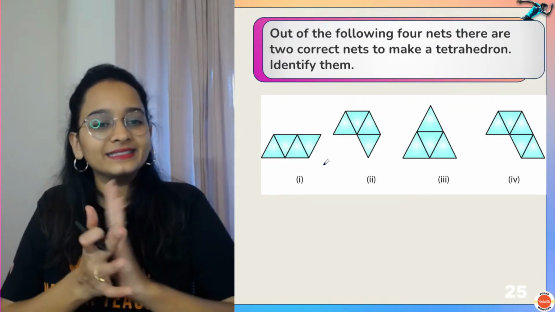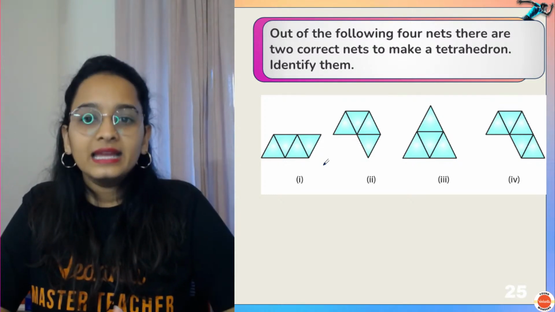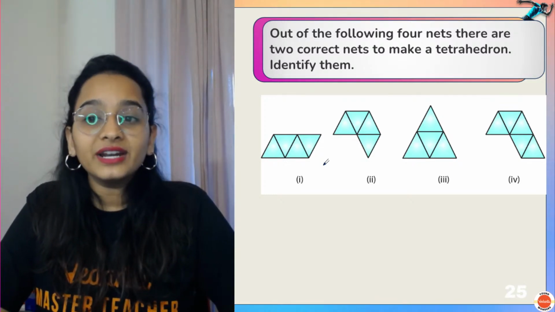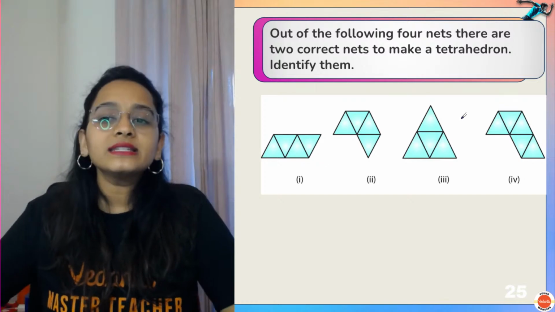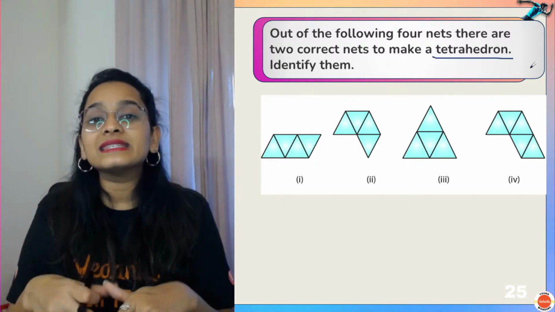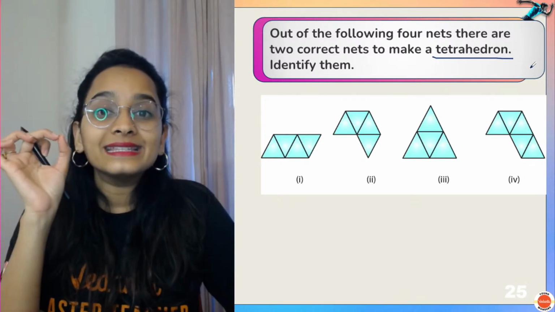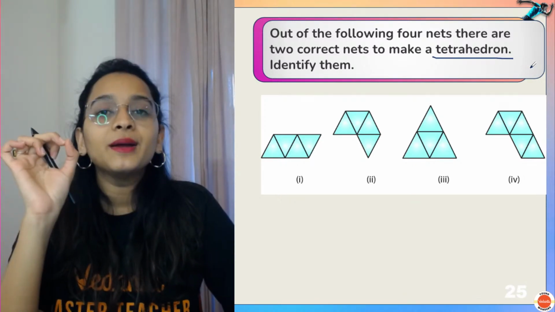Very good. Out of the following 4 nets, there are 2 correct nets for a tetrahedron. What is a tetrahedron? It is a pyramid where the base is a triangle, right? So, which of the following is the net of a triangular pyramid?